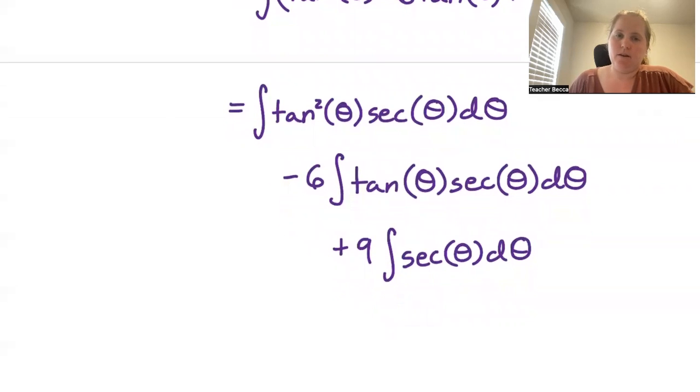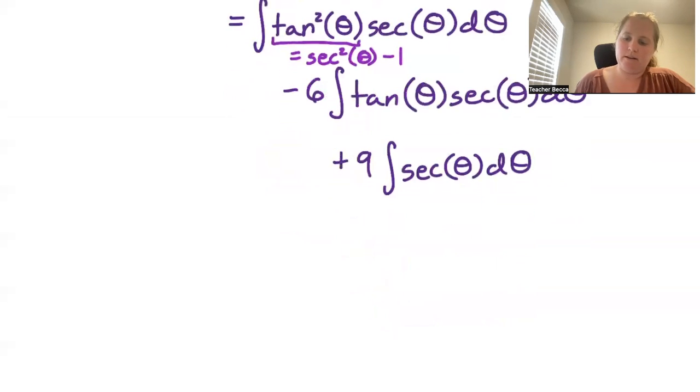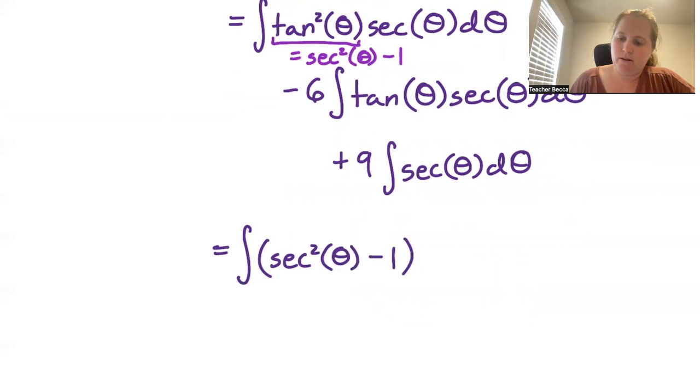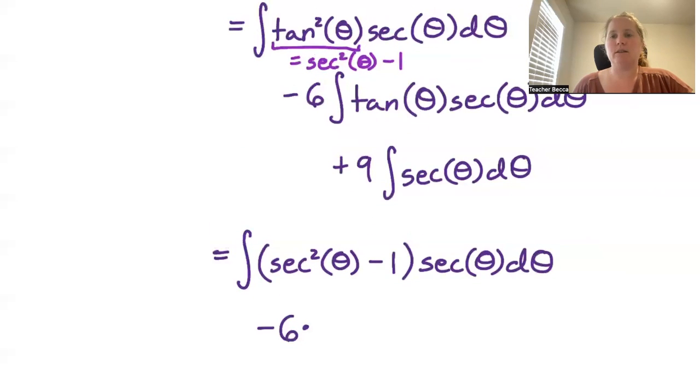d theta. But tangent squared theta is just secant squared theta minus 1. So we can rewrite this as the integral of secant squared theta minus 1 all times secant of theta d theta. And we have minus 6 times integral of tangent theta secant theta is just secant of theta.